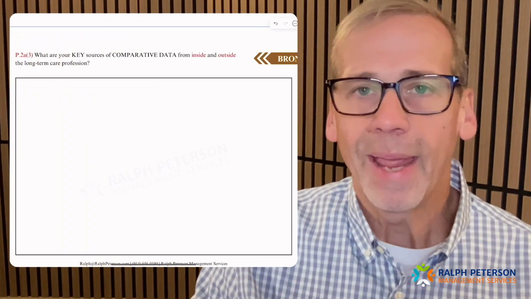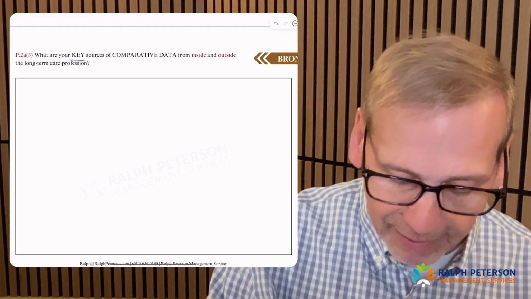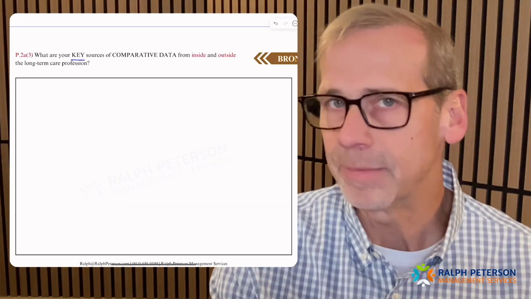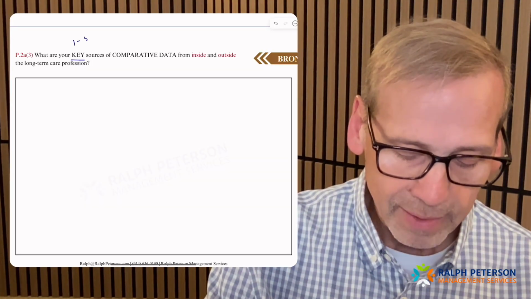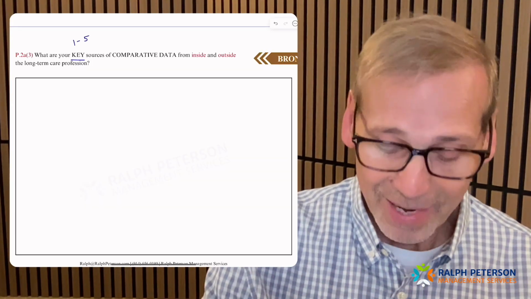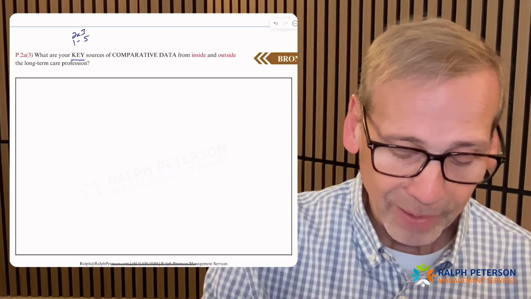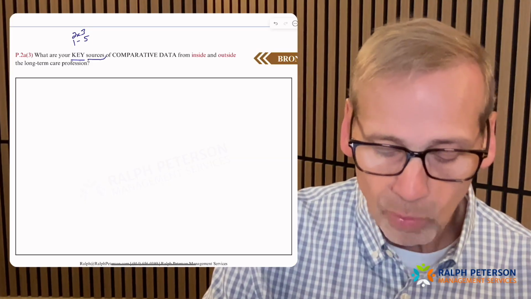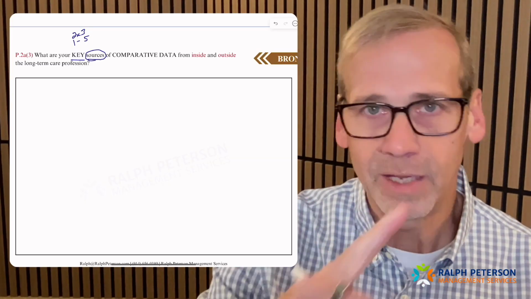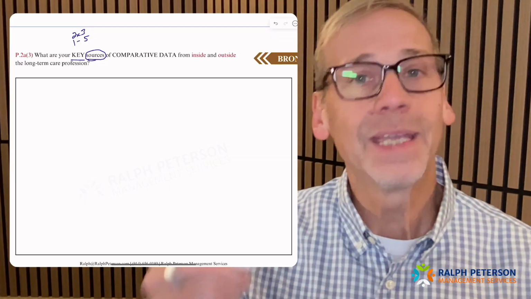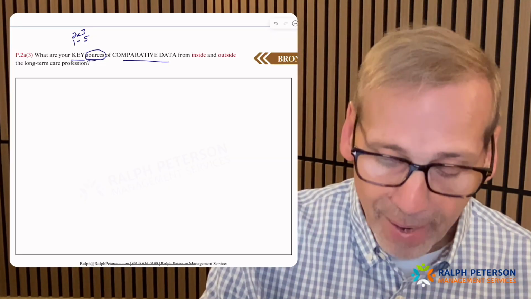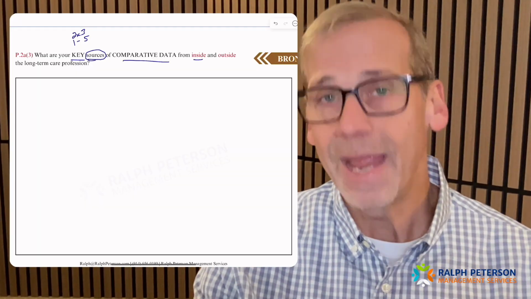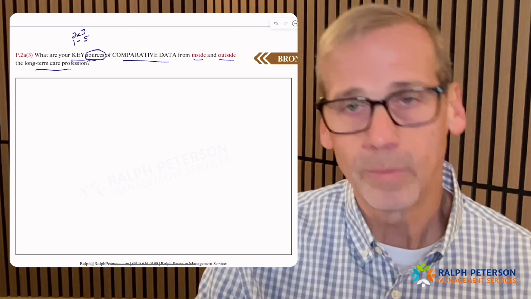Okay, P2A3, what are your key, keep in mind, this is a number. If we were to put a number to the word key, because it's most important, it's 1 to 5, with in this situation 2 to 3 being ideal. We're looking for 2 to 3 key sources, circle the word sources because that's the actual question, 2 to 3 key sources of comparative data that you use from inside and outside the long-term care profession.